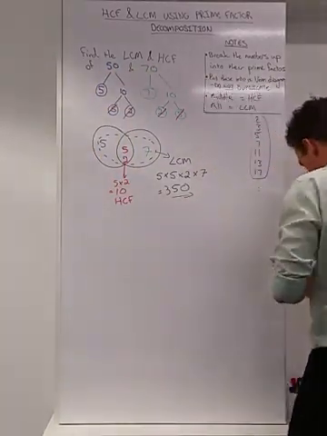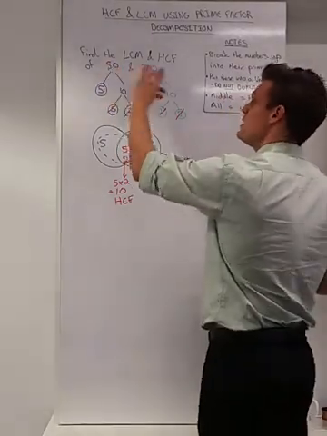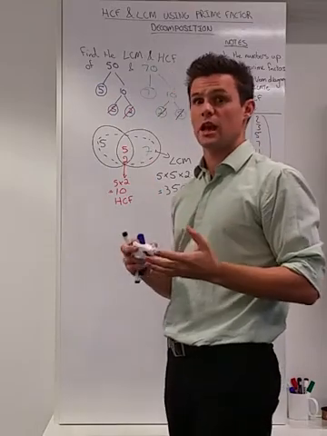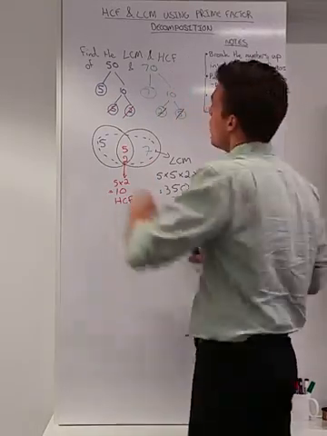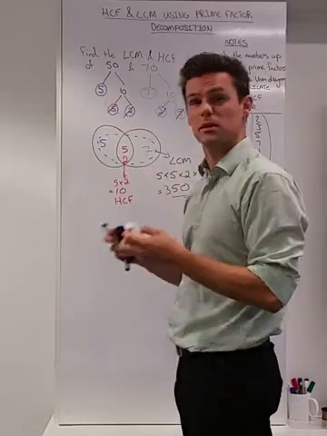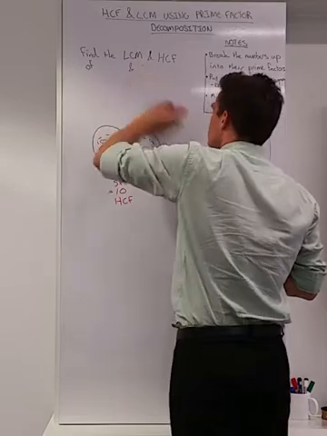Right, so if I just erase this, we're going to do perhaps a bit more of a challenging one. 50 and 70, you might have been able to do that in your head, or simply by repeating out the 50 times table and the 70 times table, or working out the factors of them and pairing them. So I'm going to do a bit more of a challenging one.